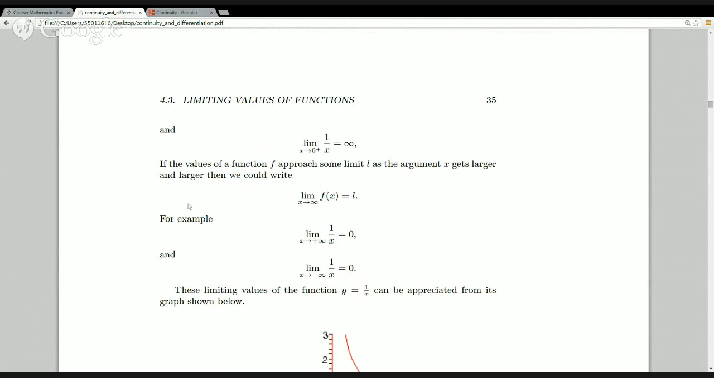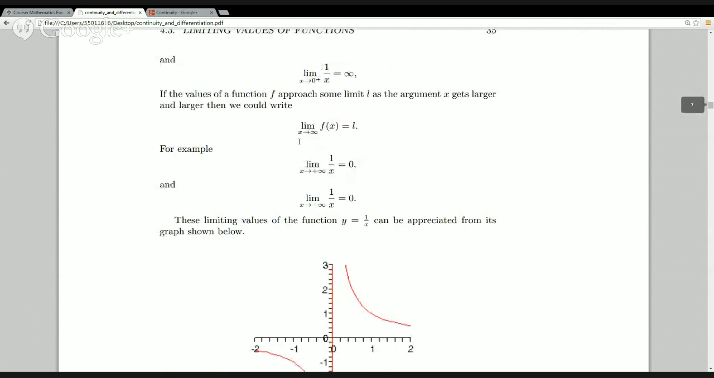And you can also bring the infinity symbol into the argument as well, and say things like the limit as x approaches infinity of f of x is equal to L, and that's referring to the limiting behavior of the function as the argument gets larger and larger in absolute value, okay, in the positive or the negative direction accordingly.